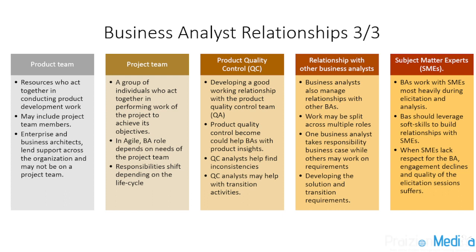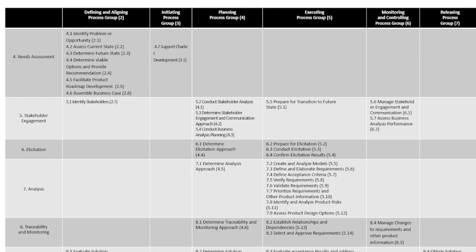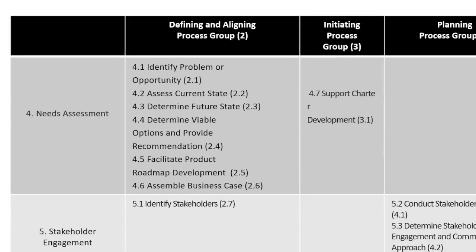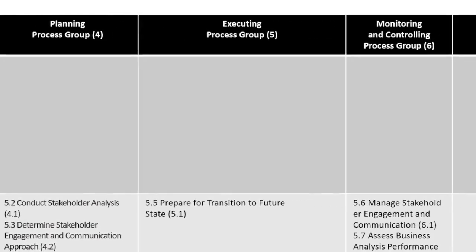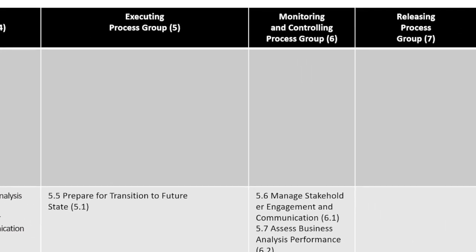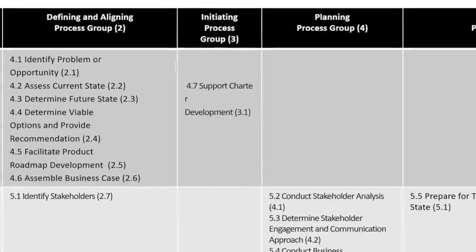Moving on, finally, my friends, there are 6 areas of knowledge and 6 process groups in business analysis. I'm going to cover them super quick so that you can move on and check out some of the other material that I will be showing towards the end. So, here are the 6 process groups. We have the defining and aligning process group. Then we have initiating, planning, executing, monitoring and controlling, and releasing process group.